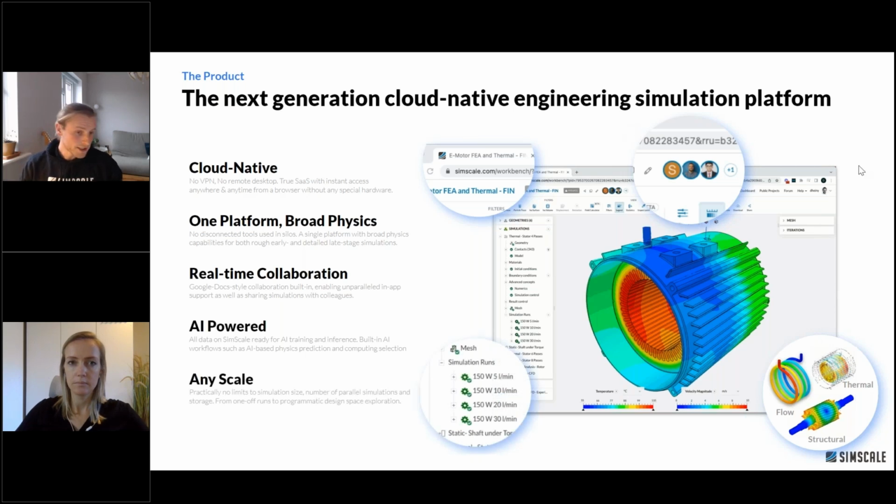I already alluded to this as well, the fact that because it's cloud native, you can run at any scale, which means both on a project scale, you can run multiple simulations in parallel, but also on a model scale, you can bring in much larger models and solve with much larger meshes, because it's not using your local hardware. If there's a problem that needs a large mesh, it's going to be run on a much larger cloud server.